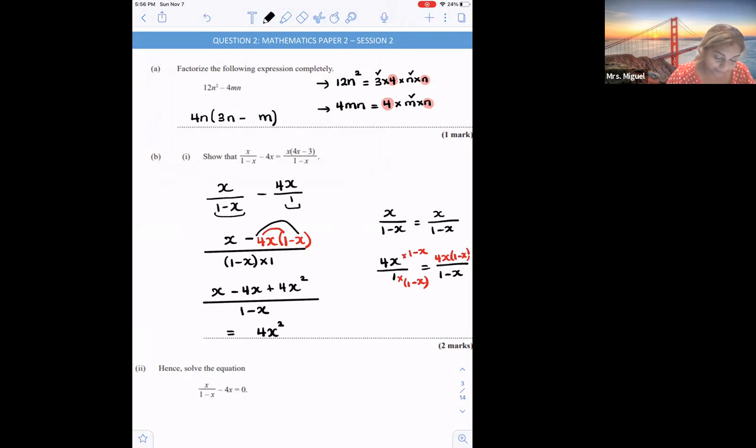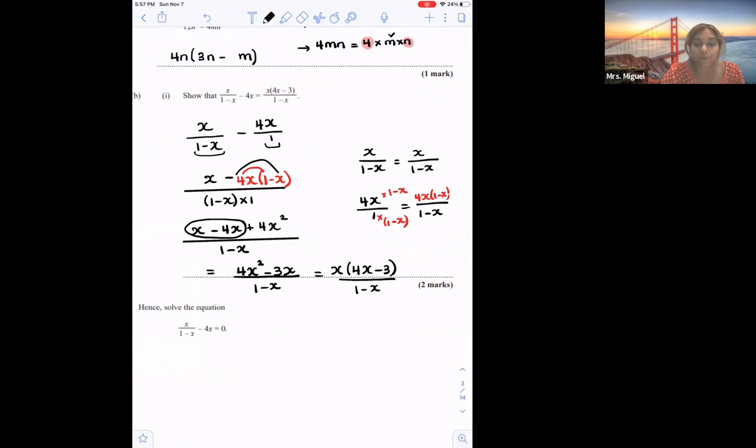4x squared minus 3x, this will give me minus 3x over 1 minus x. If I take x outside because it is common, I will get 4x minus 3 over 1 minus x. So although it looks a little bit confusing, it is just like when we are adding fractions, we have to find a common denominator. Once we find a common denominator, which is the LCM, we can easily work out the question. All right, so take it out quickly because we have one part again to do here.